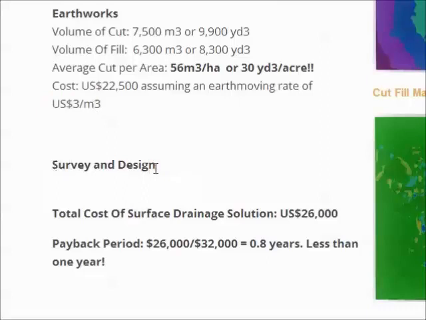If we look at the survey and design costs, roughly $3,300. So the total cost of this solution is $26,000. If we calculate a payback period, we've got a cost of $26,000 and a benefit per year of $32,000. That gives us a payback of less than 1 year, which is quite impressive. And this supports a lot of the findings that we've got, where surface drainage improvements like this have the highest return on investment of any precision agricultural investment that you may make.